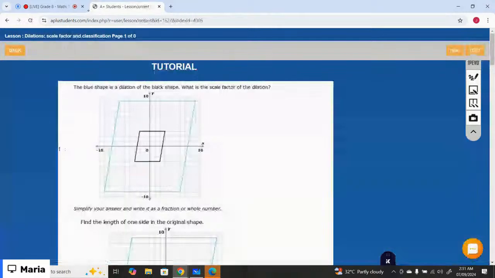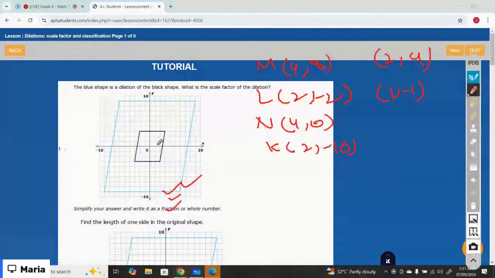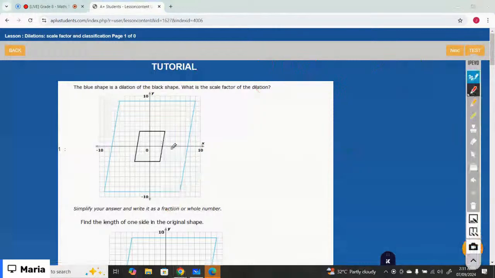The blue shape is a dilation of the black shape. What is the scale factor of the dilation? You need to find a scale factor, right? Just look at the coordinates of this side. So just look at this one, right?